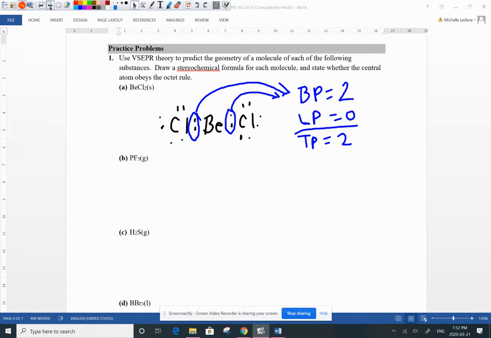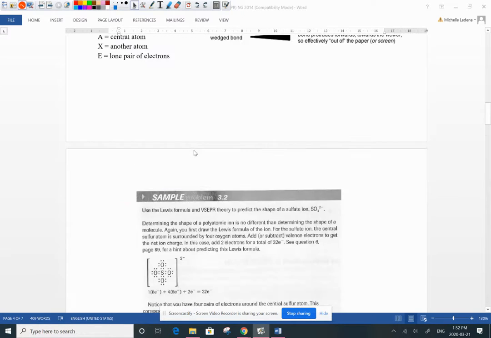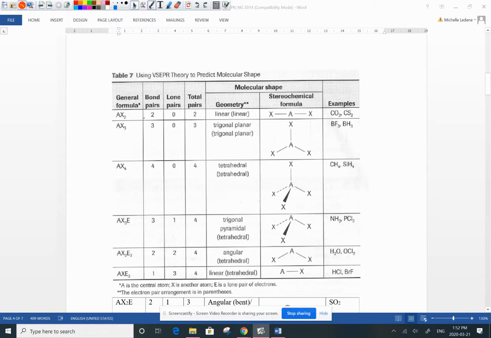Now what? Okay, now we're going to look at counting up our central atom. Again, central atom, the central atom's beryllium. 1, 2 bonding pairs. It has no lone pairs, right? There's nothing here. Nothing here, no lone pairs, 0 lone pairs. So 2, 0, 2. Well, now let's go to our chart, table 7, which I have told you guys is super important that we memorize this chart. It might even help you to draw it out on a piece of paper. So here we go, 2 bonding pairs, 0 lone pairs, total pairs of 2. This will be an AX2, and this is linear. This molecule is just in a straight line. That's what it means, linear.